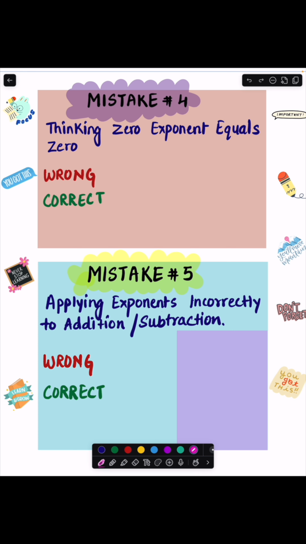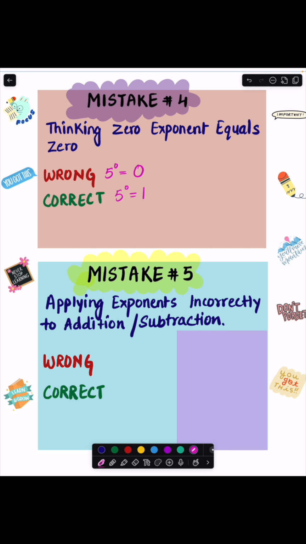Mistake number 4. Thinking 0 exponent equals 0. Let's take an example of 5 raised to power 0. Now here 0 in the exponent looks like it should make the whole thing 0. But remember, any number except 0 raised to the power of 0 equals 1. So let's correct our answer. 5 raised to power 0 is equal to 1.